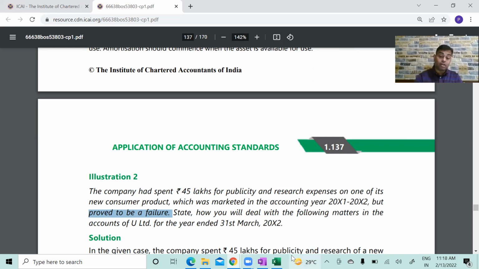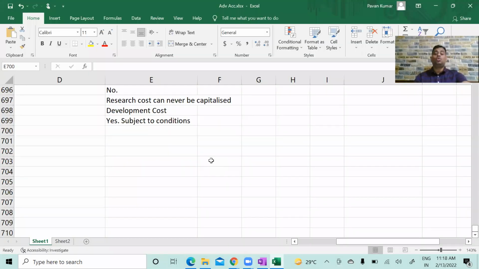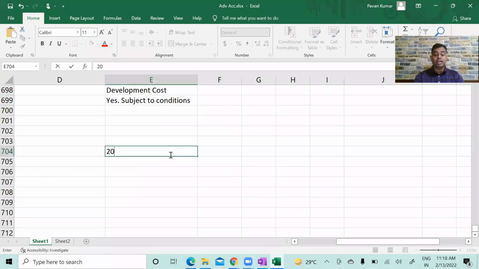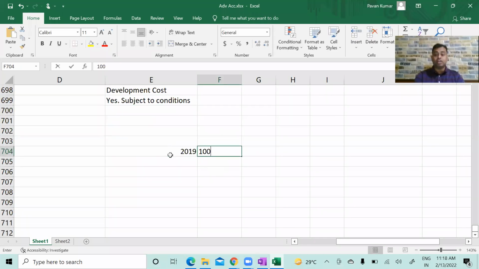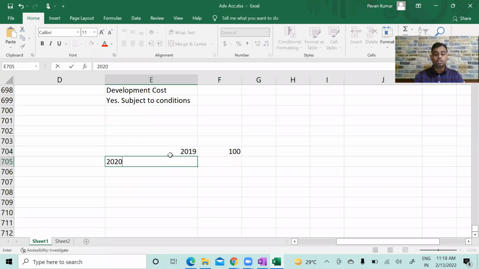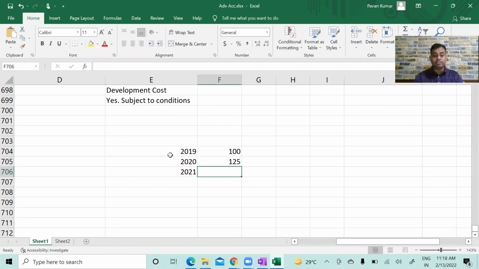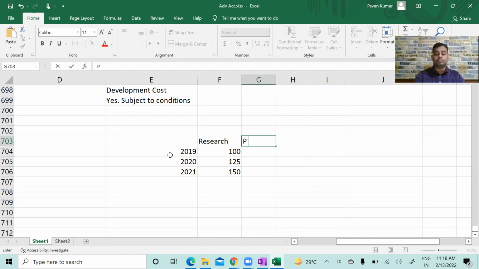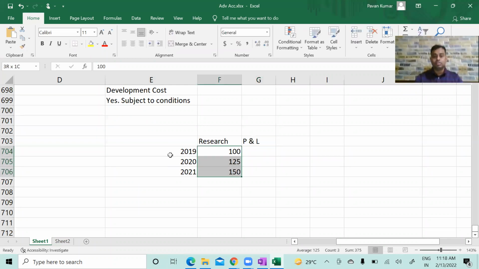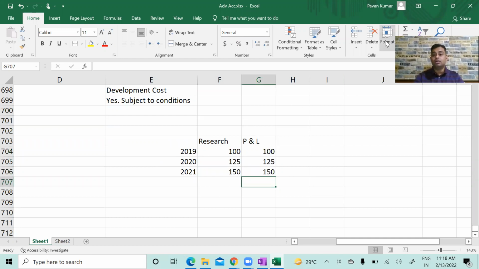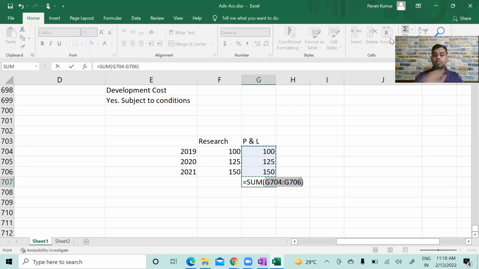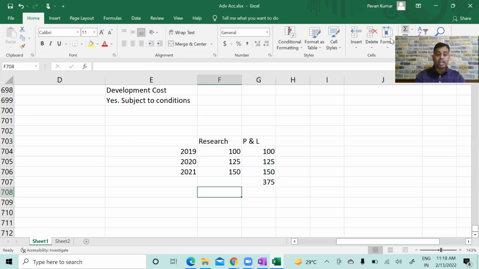Now I have one more doubt. 2019, I have spent 100 crores. 2020, I have spent 125 crores. 2021, I have spent 150 crores. This is research cost, so I charged in P&L. Same things I charged in P&L. So total, what is the amount charged in P&L so far for this? 375.